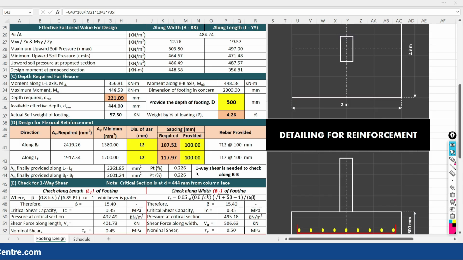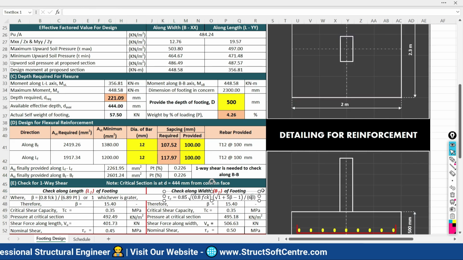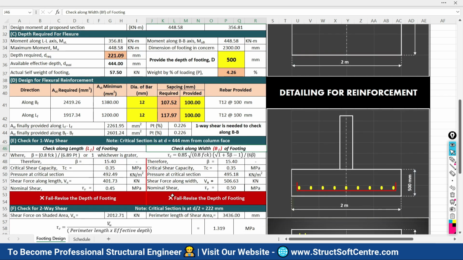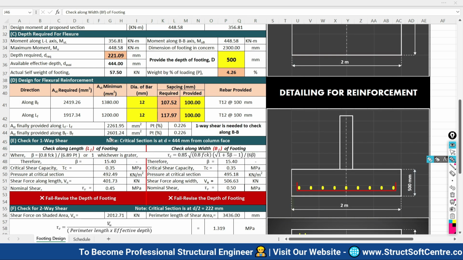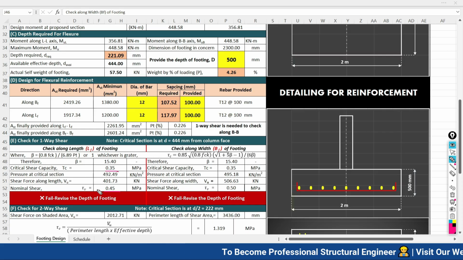So in respect of that recommendation we are safe. Now we have to perform the one-way shear check along the length of the footing, and the one-way shear check along the width of the footing. These two checks need to be performed, and there mainly we are looking at the nominal shear and critical shear. So maximum critical shear capacity is 0.35, and your actual shear is coming out to be 0.45. That's why it is failing. Fail, revise the depth of the foundation.